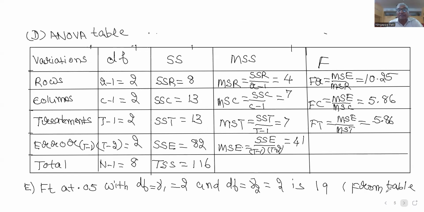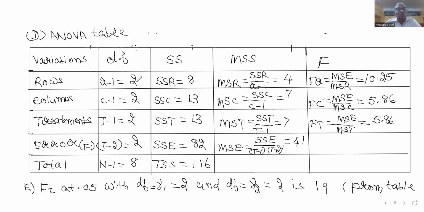Okay, now next, look here: the ANOVA table. This is very, very important, my dear students. The examiner sees this table and the judgment written at the bottom and gives full marks. Look here: ANOVA table. Variations, degrees of freedom, SS (sum of squares), MSS (mean sum of squares), and F ratio. Now, variations: rows. The degrees of freedom is R minus 1. 3 rows are there.